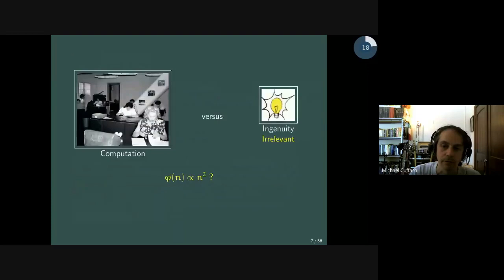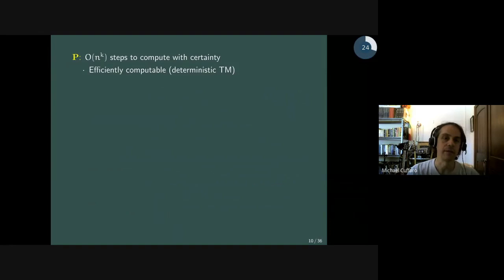I'll go on. So, as we saw yesterday, the class P is the class of problems such that it takes on the order of a polynomial number of steps to compute a solution with certainty. Another way of saying that is that the class P is the class of problems that are efficiently computable by a deterministic Turing machine.